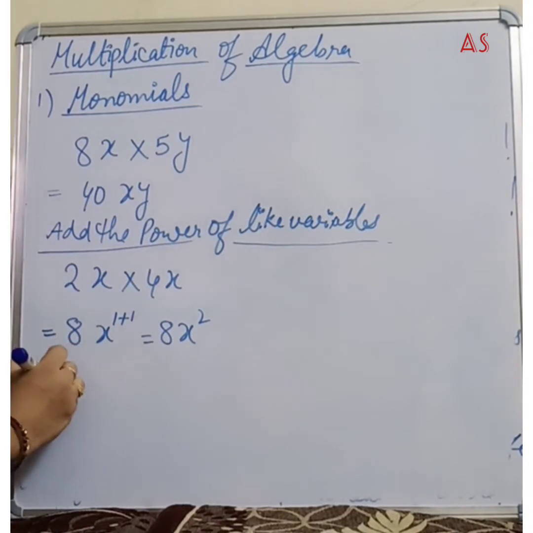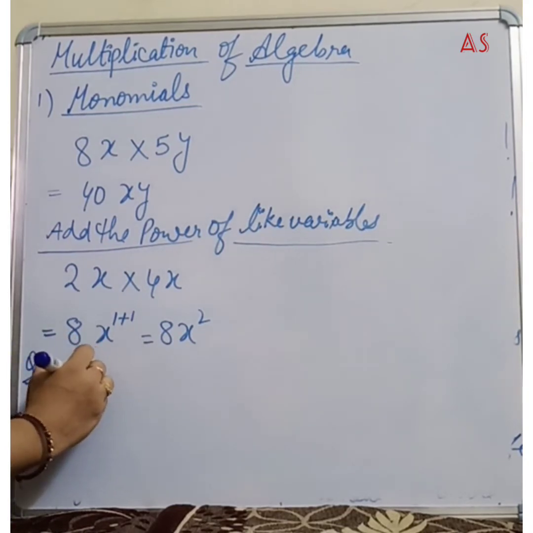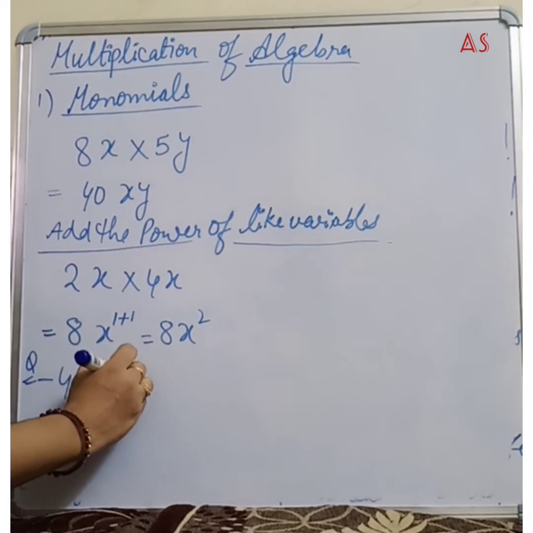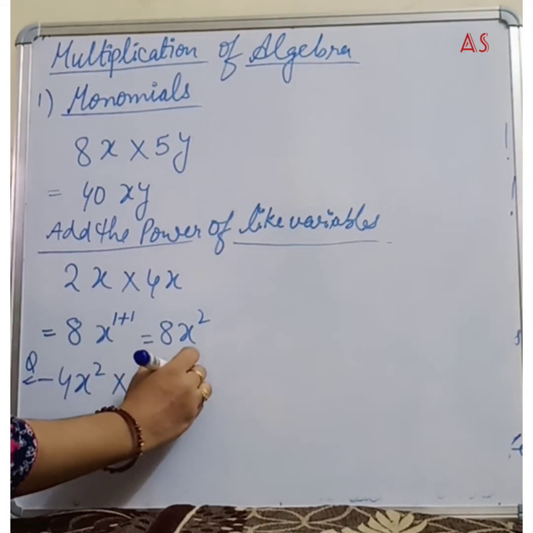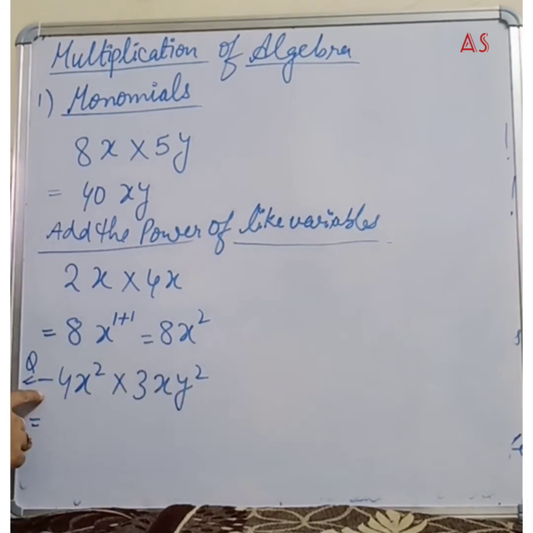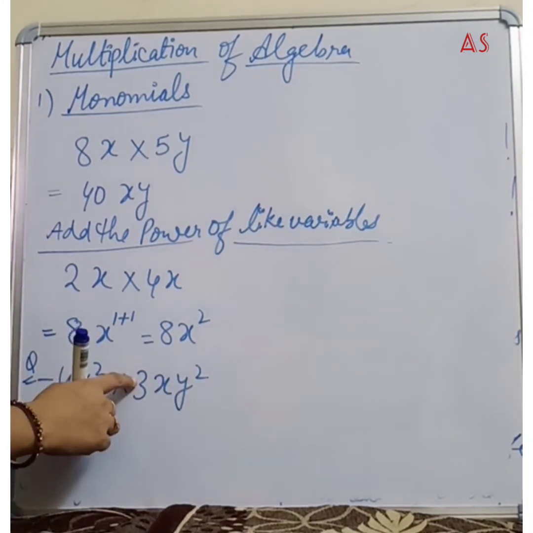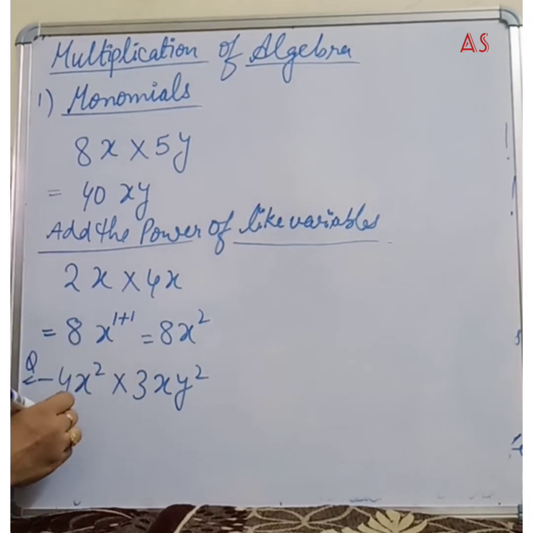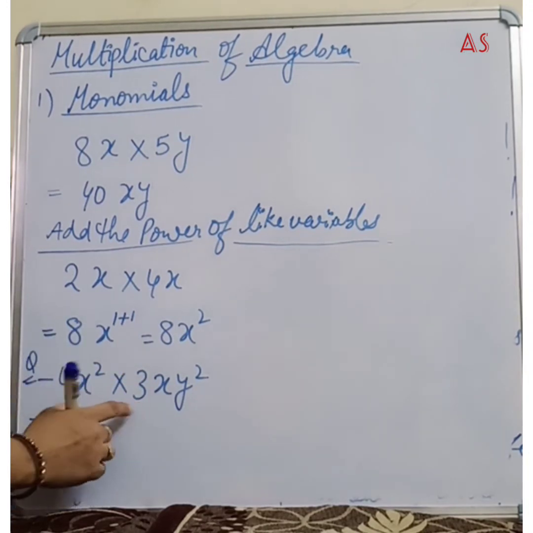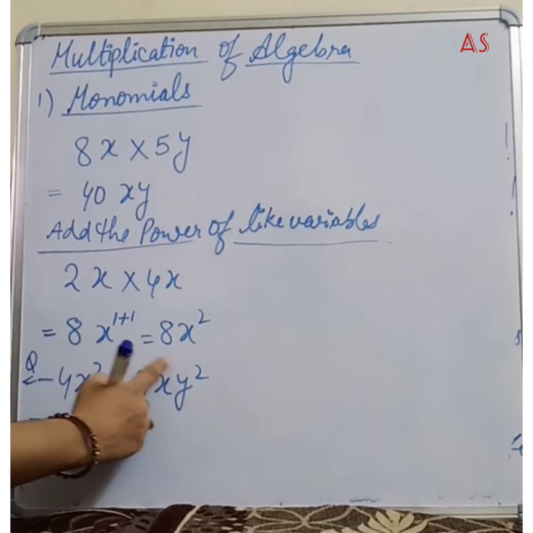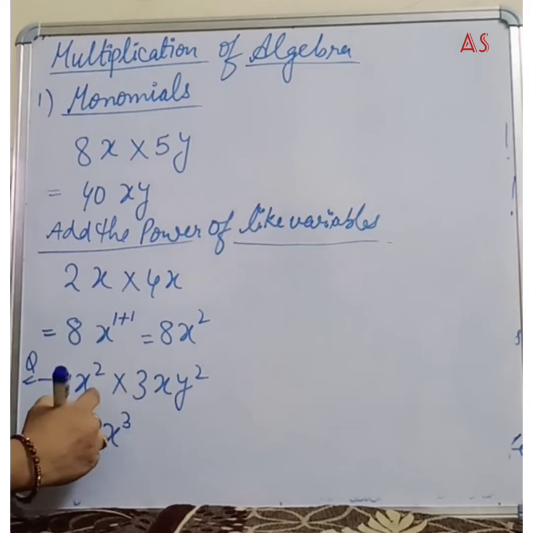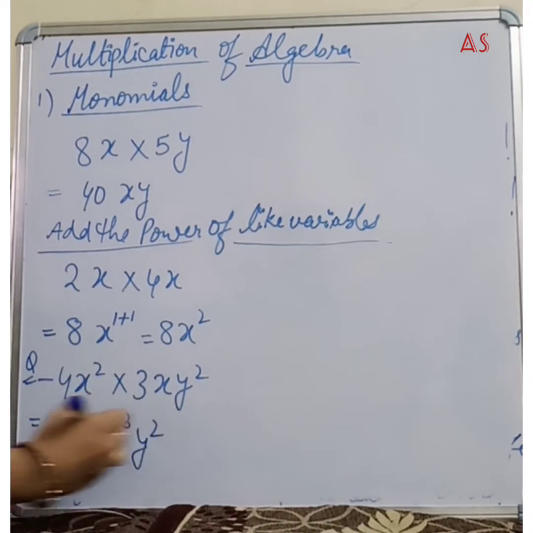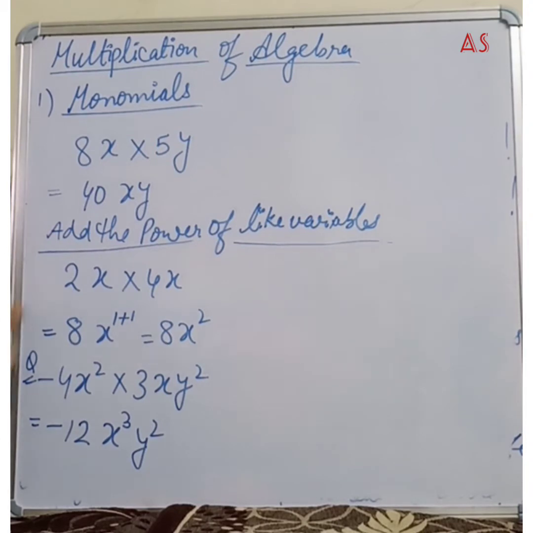Suppose your question is minus 4x square multiply 3x y square. Now firstly we will check the sign: here plus sign, here minus, then minus plus is minus. One minus means minus in the answer. If two minus, then minus minus is plus. Now multiply the numerical values: 4 3s are 12, then check the x power, here 2, here 1, then 2 plus 1 is 3, and then y is single, so y square we write. So we will multiply like this in algebra.